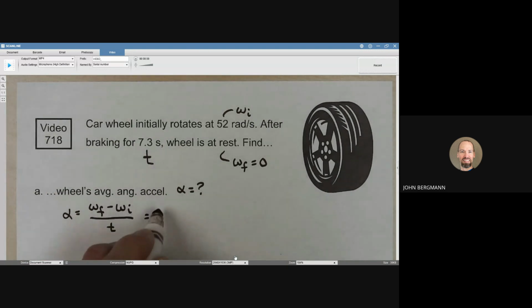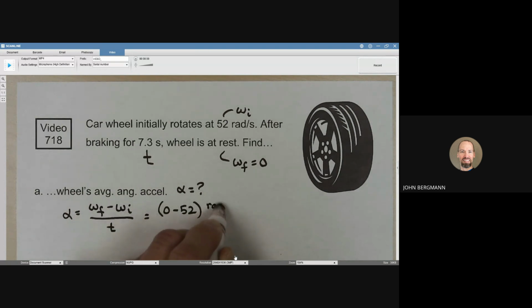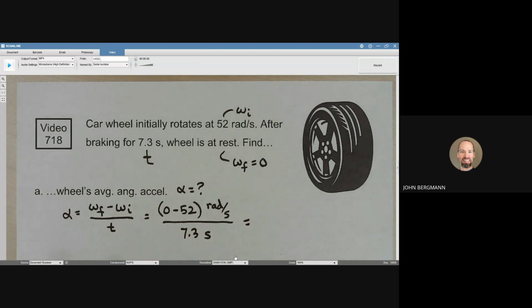That's going to be 0 radians per second minus 52 radians per second divided by 7.3 seconds. You can see that this number is going to come out negative and to two significant figures, which is what we need to round to because of the quantities that were given. I got negative 7.1 radians per second squared.